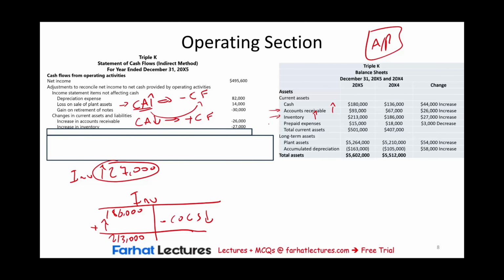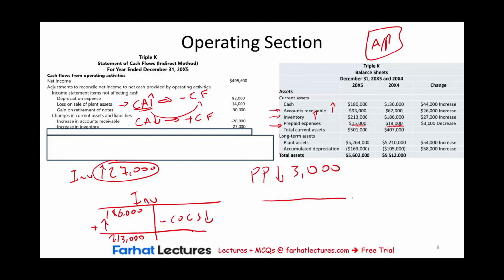Well, let's look at this example. Prepaid expenses. My prepaid expenses went from 18 to 15. So what's the net change? Prepaid went down by 3,000. Automatically, what are you going to say? Add 3,000. And the answer is yes, but we need to understand why.